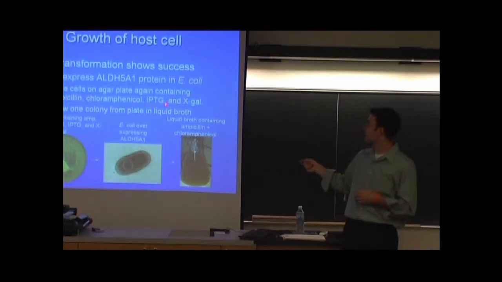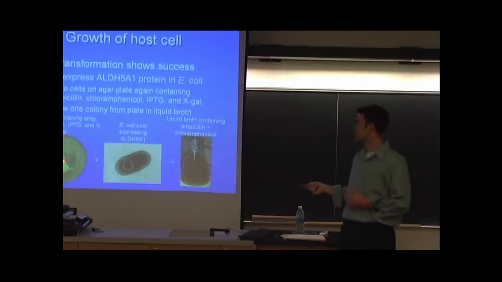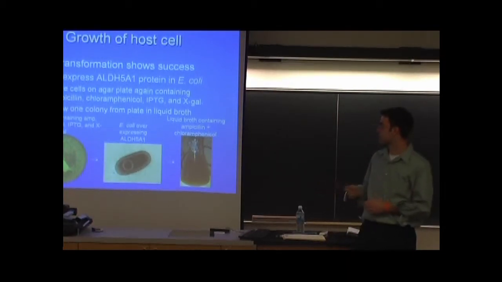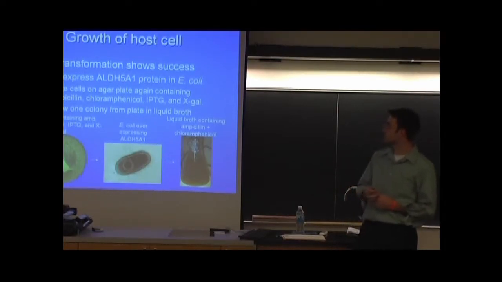It's also going to contain IPTG, which allows for the overexpression of the gene of your interest, and then XGAL, which is basically a control mechanism to make sure that the E. coli that are growing on here are ones that are overproducing your Aldh2 protein. And so you're going to have a bunch of these little E. coli overexpressing your Aldh2 protein.